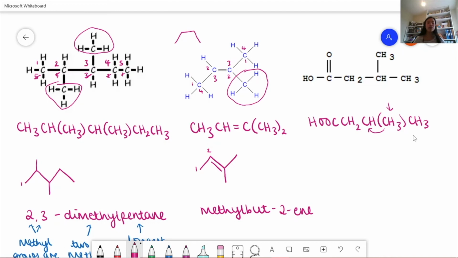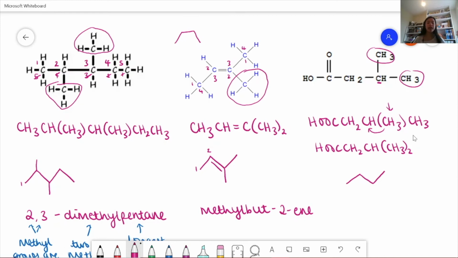We could, however, also write this OOC, CH2, CH, and then a bracket CH3 and 2, because we can see that there are two of these groups attached to this carbon, but it doesn't actually matter which way we write it. Now moving on to the skeletal formula. Again, we identify the longest chain. So in this case, it would be a chain of 4 carbons. And so again, I'm going to draw the skeletal formula for 4 carbons, which is to the second carbon, to the third carbon, to the fourth carbon. So that's my 4 carbons.